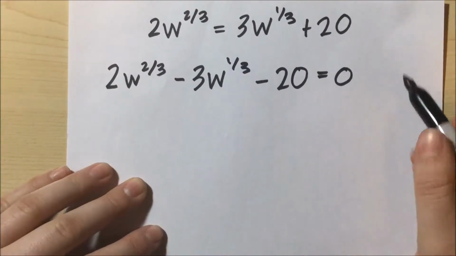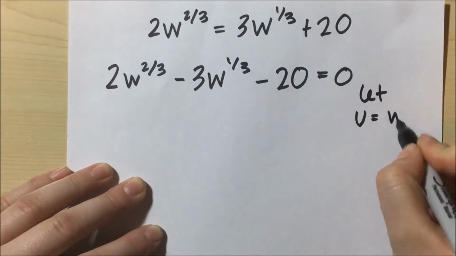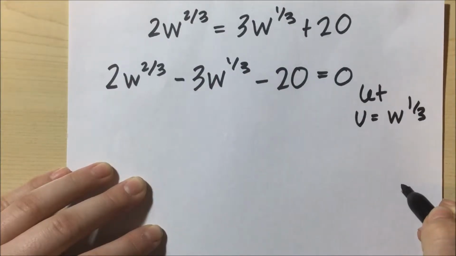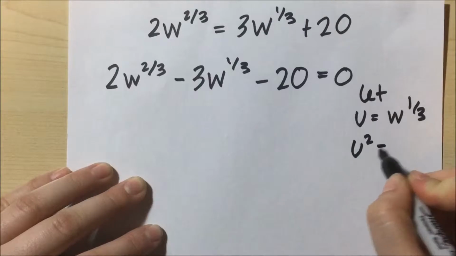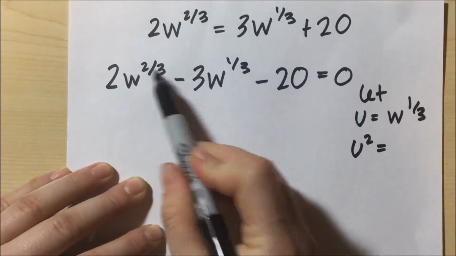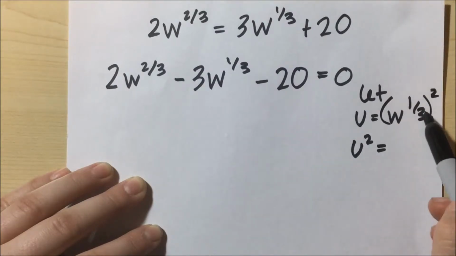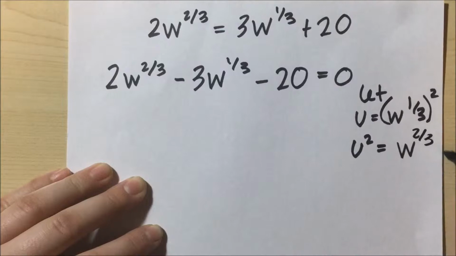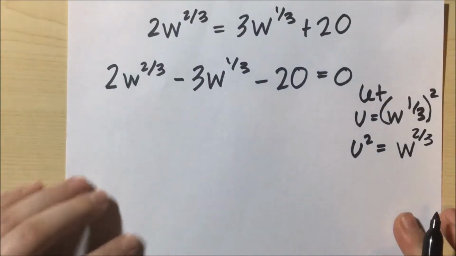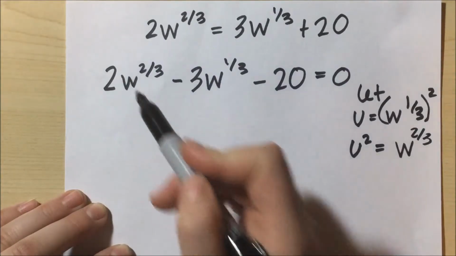So what I'm going to do is I'm going to let u equal w^(1/3). And if this is correct, when I have u squared, I should get w^(2/3). So if I square this, that times that is going to give me w^(2/3). Okay, so now I know I can substitute u over here and u squared for that.